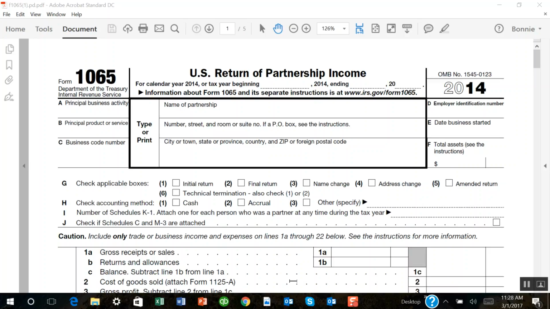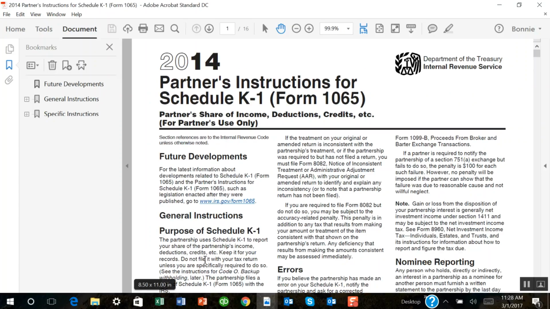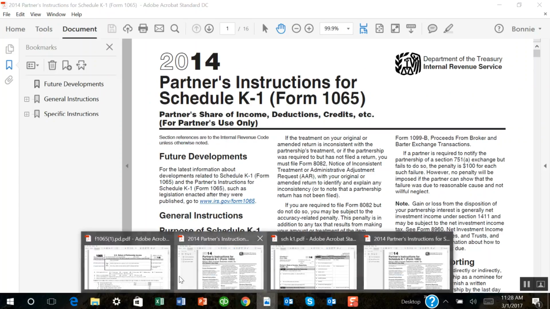For those of you who've never prepared a tax return before, especially a business return like a partnership or a corporate return, this is going to look strange to you. However, I do encourage all of you to use the instructions. Along with the blank form, I also gave you the K1 instructions.